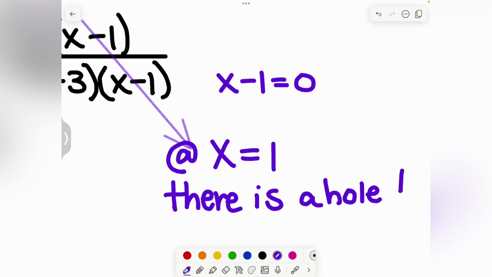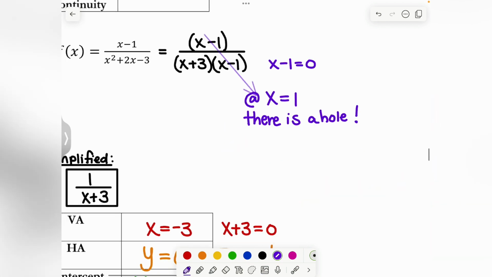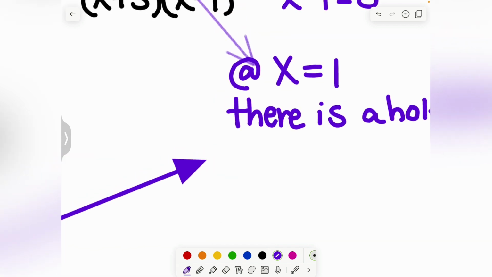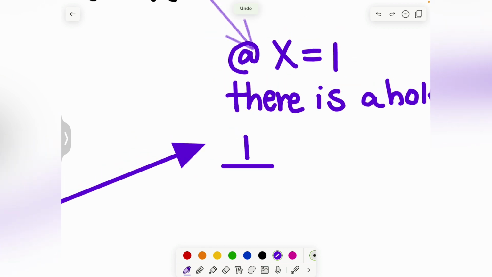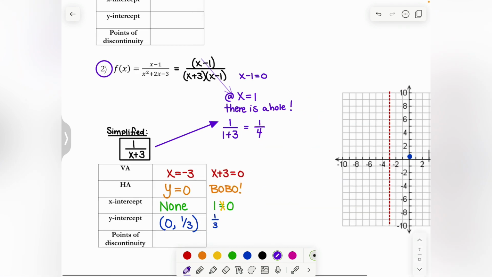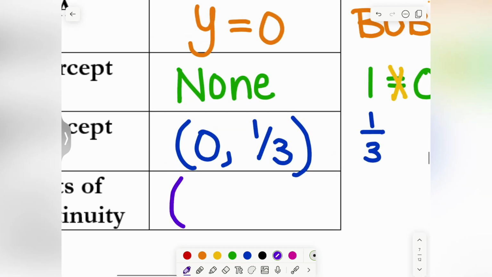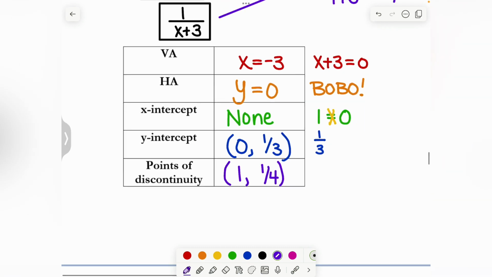So then we have to find the y value of the hole. To find the y value, you plug in, but you make sure that you plug in to the simplified function. If you plug into the original, you're going to get a 0 on the bottom. So you have to plug into the simplified equation, which is 1 over x plus 3. So I'm going to plug in 1 for x, which is 1 over 4. So the point of discontinuity, the x value was positive 1, and the y value was 1/4.